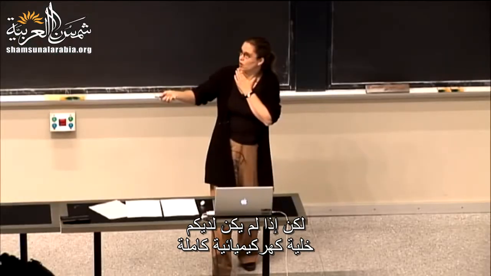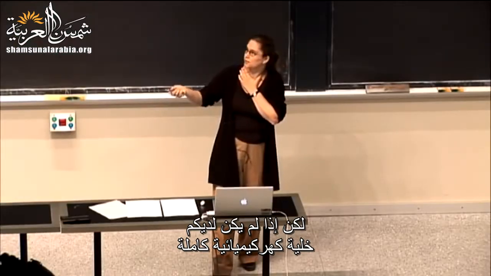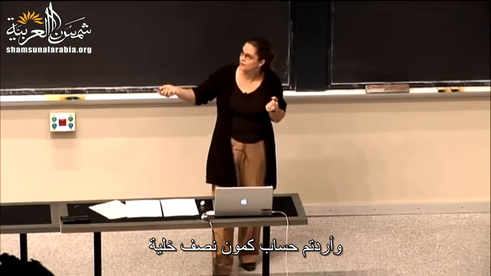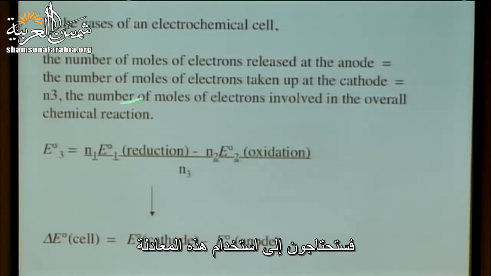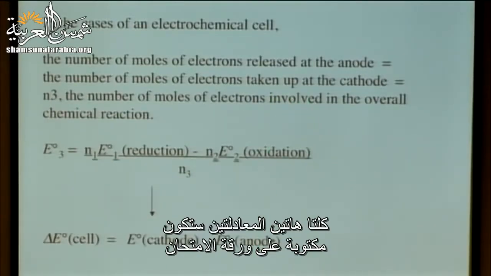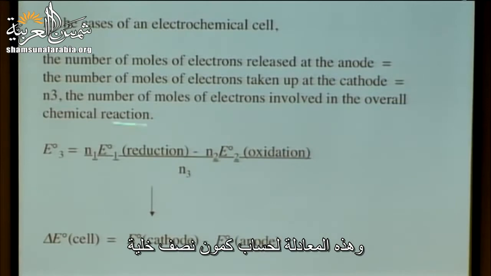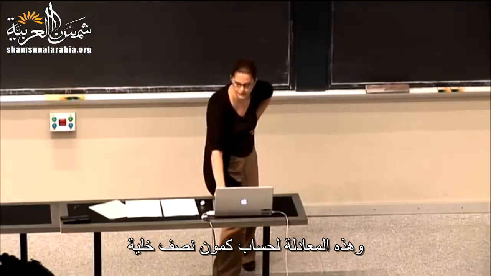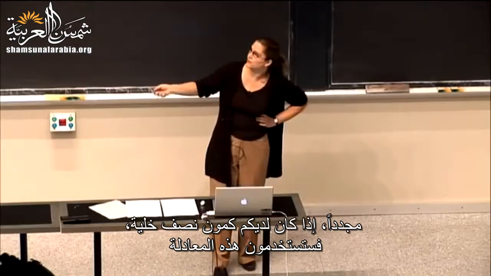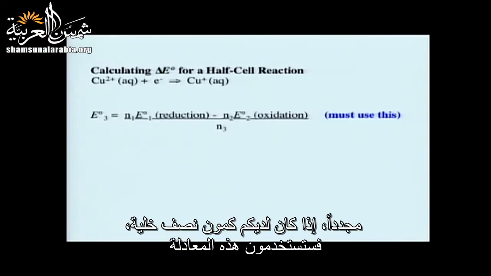But if it's not a whole electrochemical cell you're talking about, if you're talking about calculating a half cell potential, then you need to use this equation. Both of these equations will be given to you on sheets for the exam. This one's for an electrochemical cell. This one's for calculating a half cell potential. So again, if it's a half cell potential, you want to use this equation.